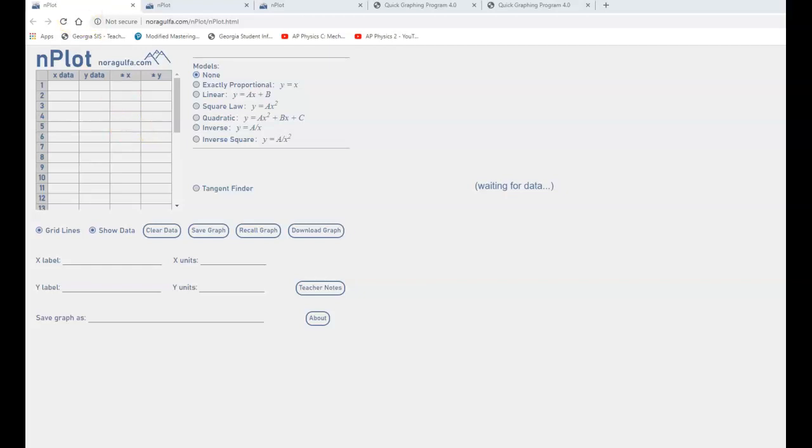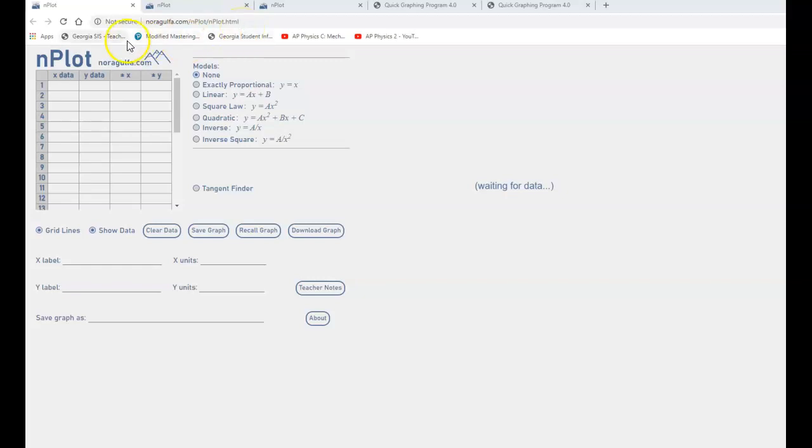Hey, I'm going to do a quick introduction to a couple of online graphing programs that I think are great and that you can use in my class. The first is nplot. It can be found at noragulfa.com, nplot.html. I'll put links to these on the It's Learning class homepage. I'm going to plot some data real quick.